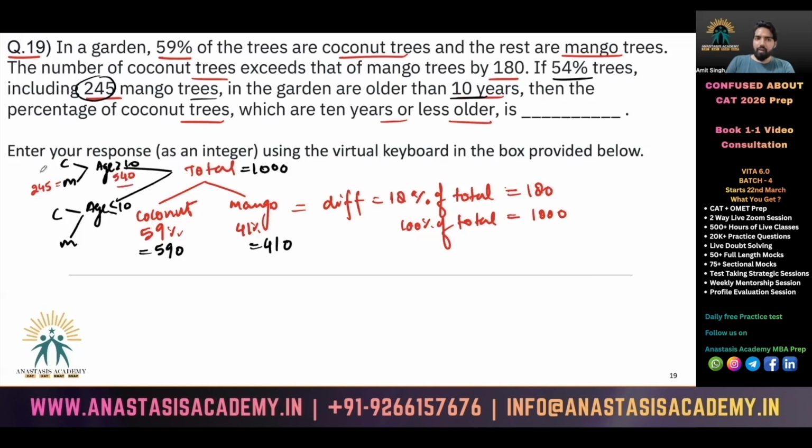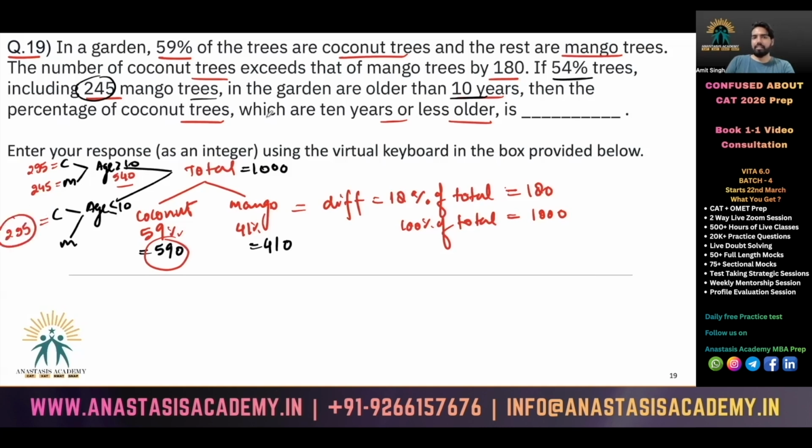So out of these 540, 295 would be coconut trees, and there are 590 coconut trees. So the coconut trees that are 10 years or less older would be 295.